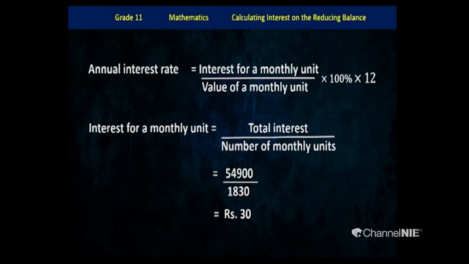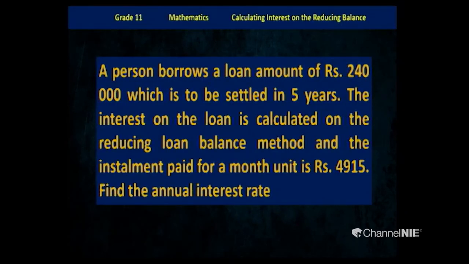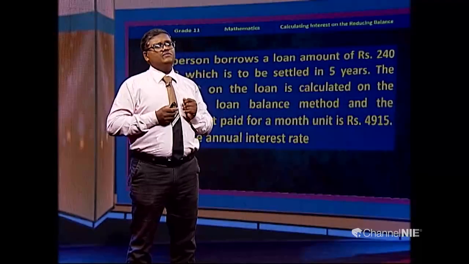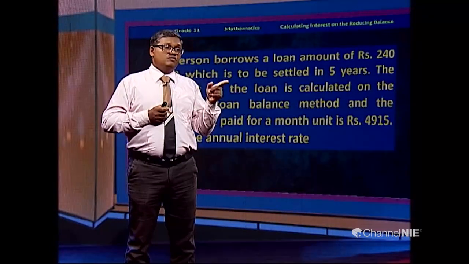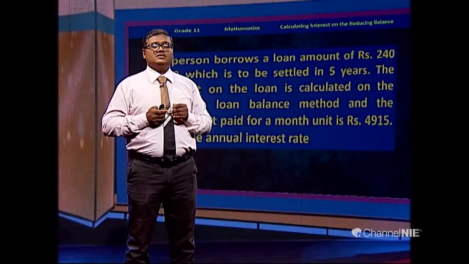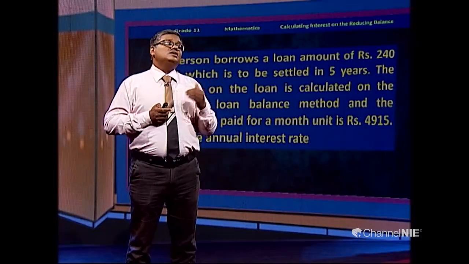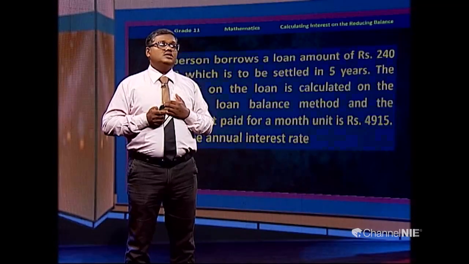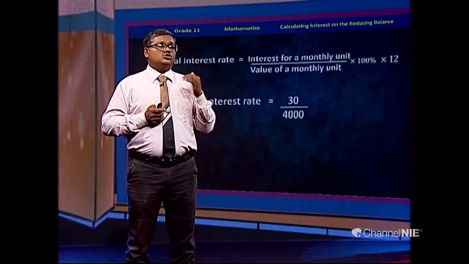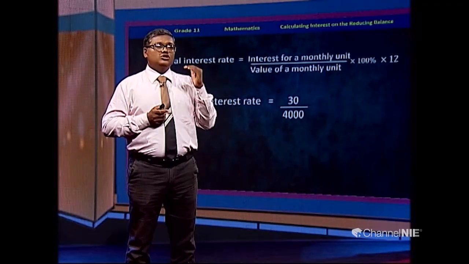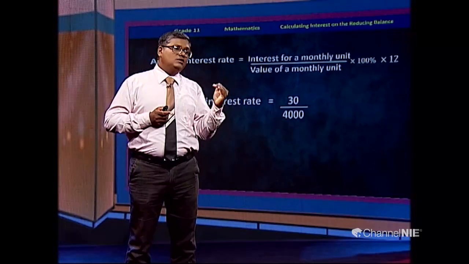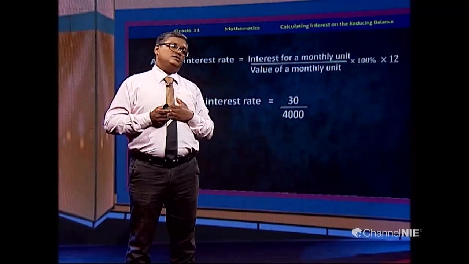After that, we have found the interest for a monthly unit. Next, we have to find the value of a monthly unit. Now, how to find the value of a monthly unit? They have given the information. A person borrows a loan of 240,000, which is to be settled in 5 years. Therefore, 240,000 divided by 60 months, you get the answer 4,000. Value of a monthly unit is 4,000.